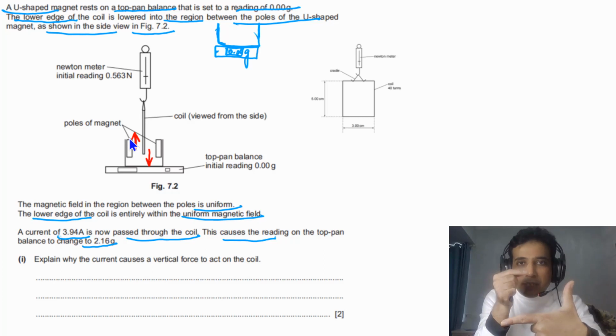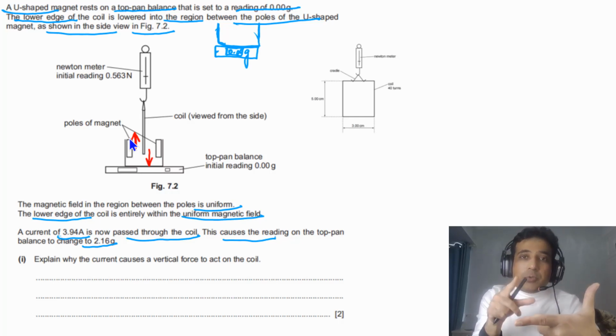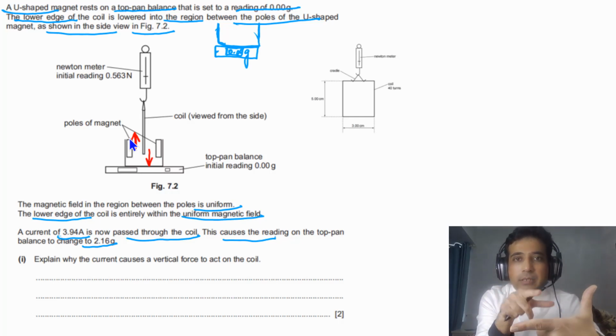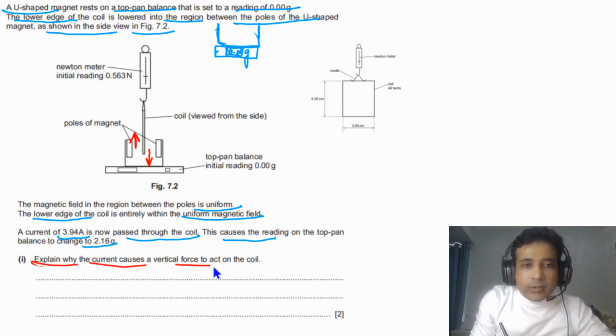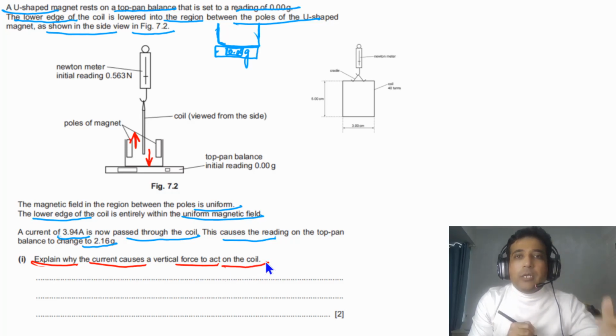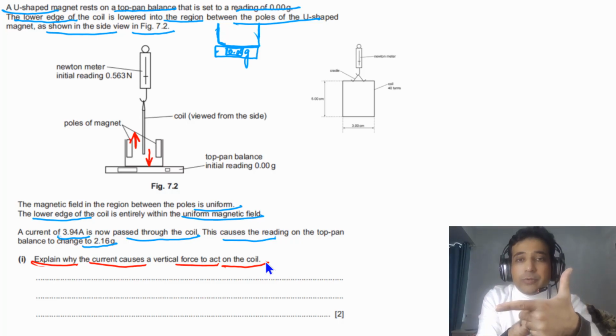Because we only have the direction of force, we have two possibilities for the direction of the magnetic field and also for the direction of current. But one thing is 100% right, that the force is perpendicular to the magnetic field. The force is also perpendicular to the current. This point we need to understand, and this is based on Fleming's left-hand rule. Now the question is asking us to explain why the current causes a vertical force to act on the coil. Because the force has to be perpendicular to the magnetic field and perpendicular to the current, this is according to Fleming's left-hand rule.